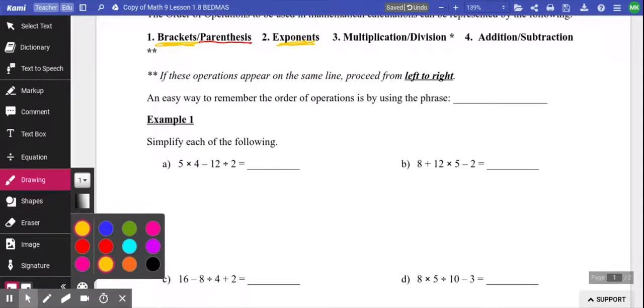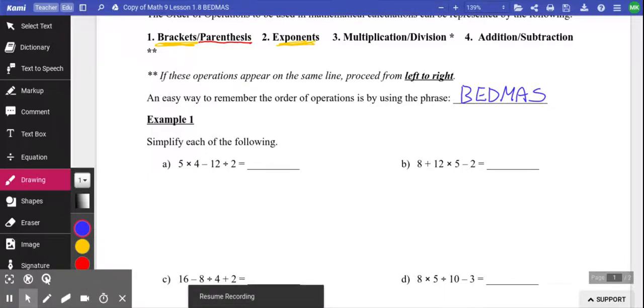The easy way is to use BEDMAS. Let me just write that down. Why don't you just buy one? Because he got mad. Awesome.